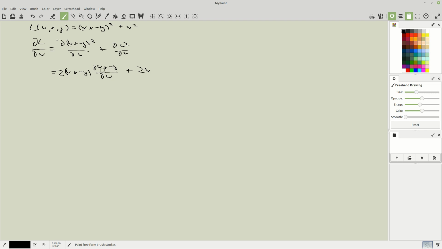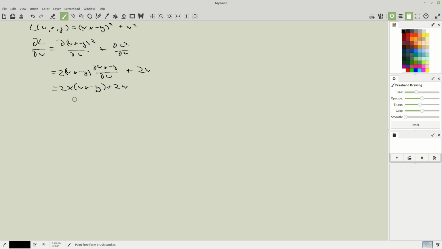So all that's left here is to calculate this partial derivative, and remember y is going to be treated like a constant here, and so is x, so this is going to work out to x. So what we'll end up with in the end is 2x(wx - y) plus 2w.